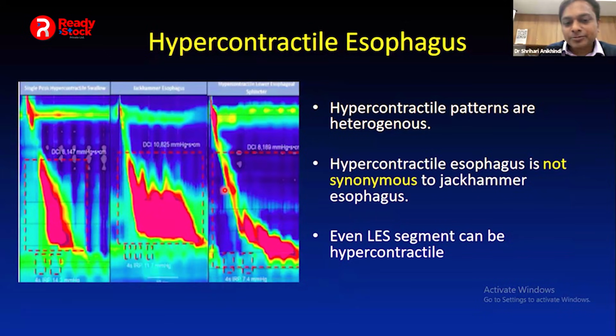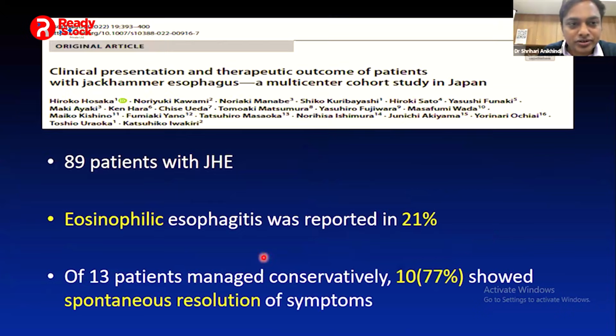I am telling you this because you can have a situation where the increase in DCI might just be localizing to the very lower esophagus and to the lower esophageal sphincter also. So whenever we are looking for hypercontractile esophagus, we are always trying to search for this kind of a graph, right? But always try to look for this kind of a graph also. You can have situations where the hypercontractility is localizing towards the area of the LES. So that's also hypercontractile esophagus.